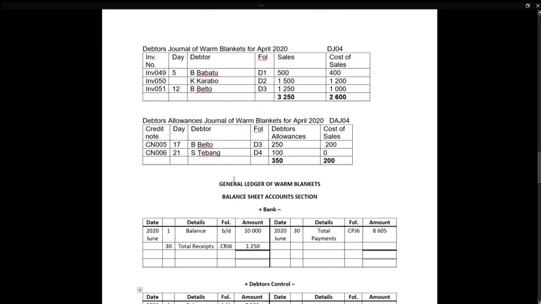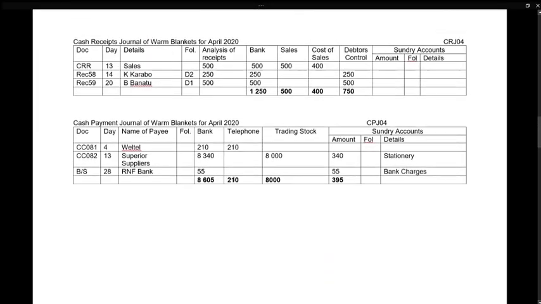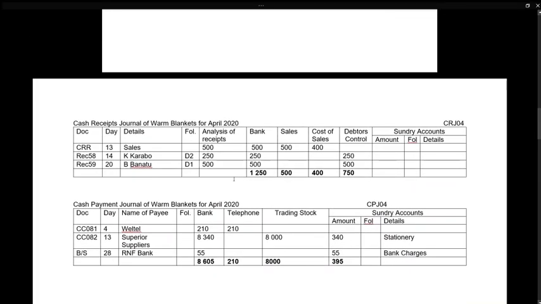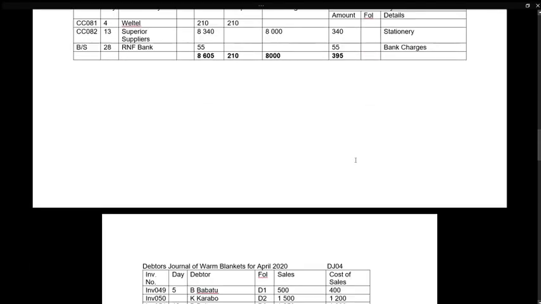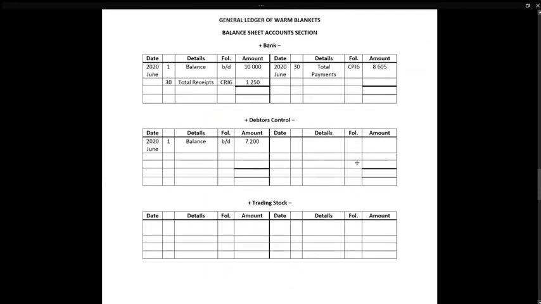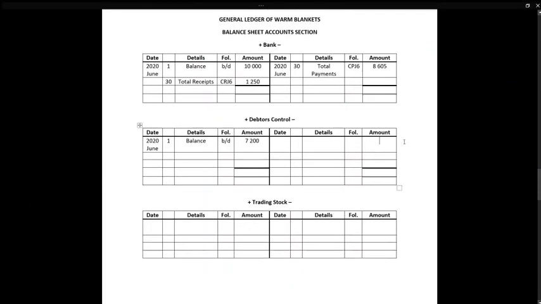So now we received money from debtors and we gave them allowances. In the cash receipts journal of warm blanket, we received 750 Rand. So people settled their debts. The amount they owe us will decrease with 750 Rand. Therefore 750 Rand will go to my credit side.